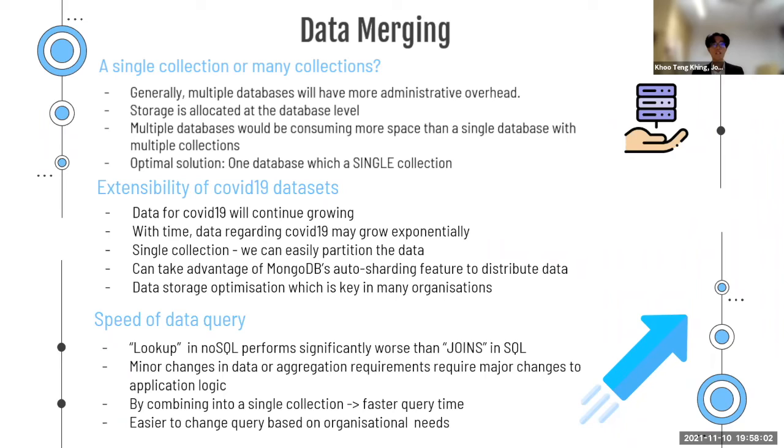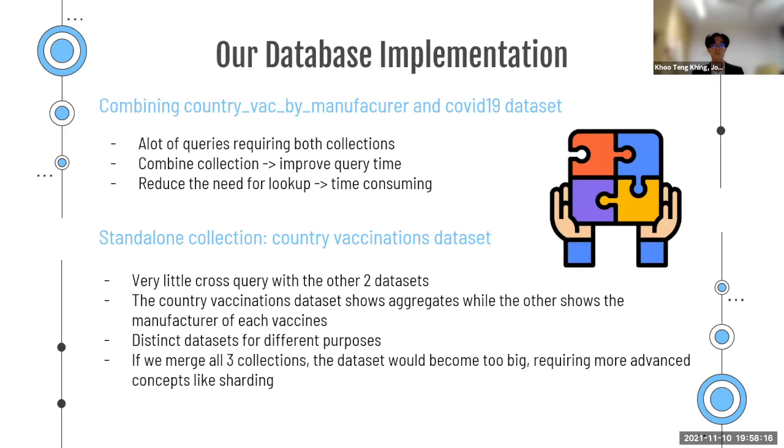In addition, minor changes in data or aggregation requirements may require changes to application logic. Thus, combining the collections into a single collection makes it easier for users to change their query based on organizational needs. Hence, we decided to combine the country vaccinations by manufacturers and COVID-19 dataset, which requires a lot of cross queries, by reducing query time using fewer lookups.